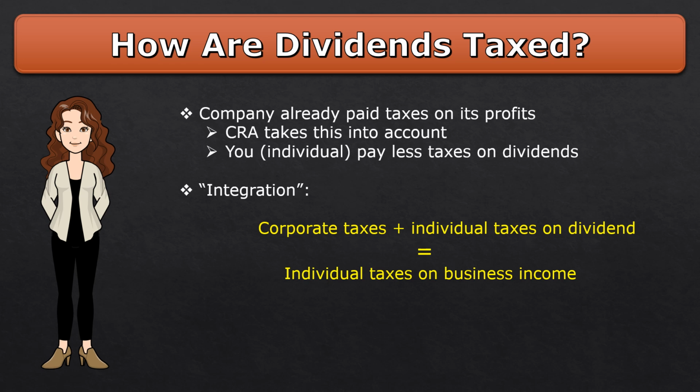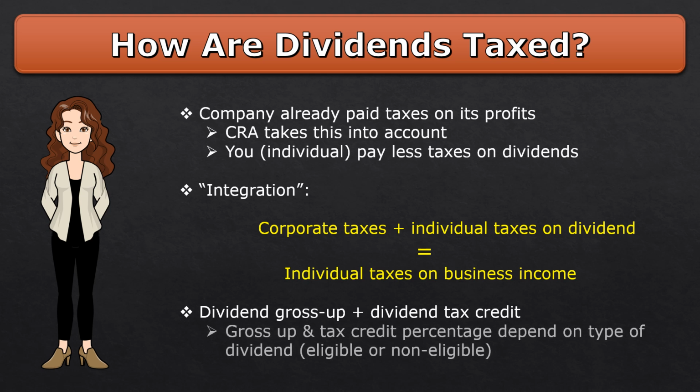The way the CRA does this is by grossing up the amount of the dividend you receive and then giving you a tax credit. The gross up and tax credit percentages are different depending on whether the dividend is eligible or non-eligible. Let's go over an example to see how this works.